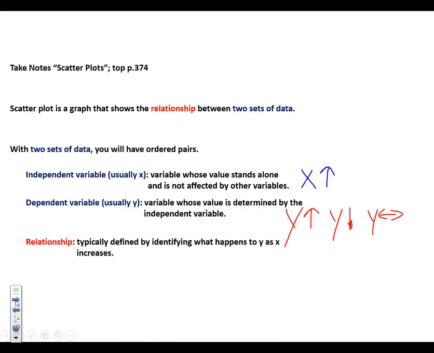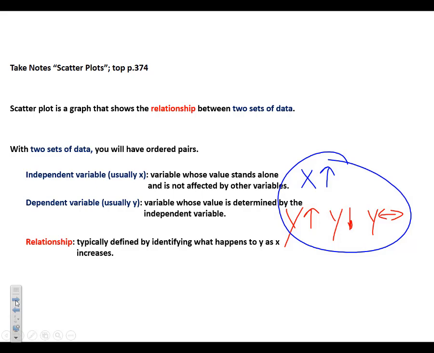Also, ladies and gentlemen, this graph will show a relationship. That relationship is typically defined by identifying what happens to y as x increases. So kind of talking about what we did here, and again, we're going to go more in depth with that in a moment. But right now, you can pause, copy down anything you need to, and then catch us here with the next example.